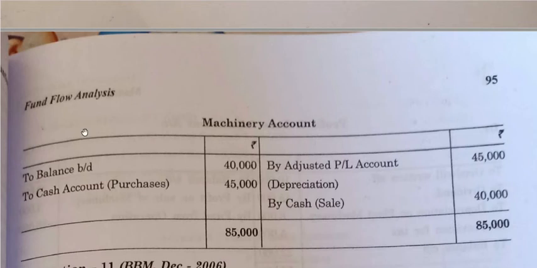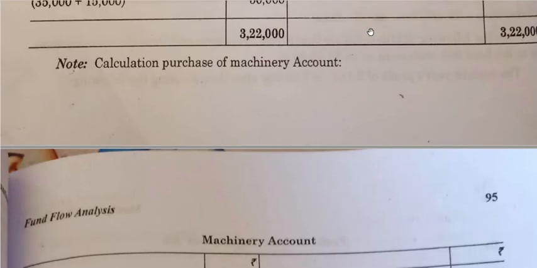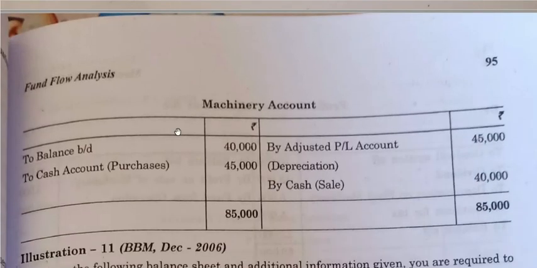So to balance brought down, which they have given, is 40,000. If you see, machinery was sold on 1/1/2015 at a book value of 40,000. So you assume the book value at the beginning of the year is 40,000. So to balance brought down 40,000, by cash for the sales that has happened 40,000.